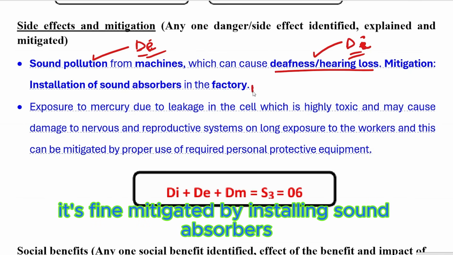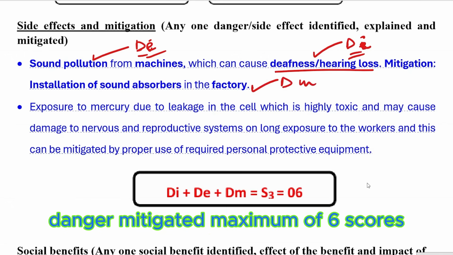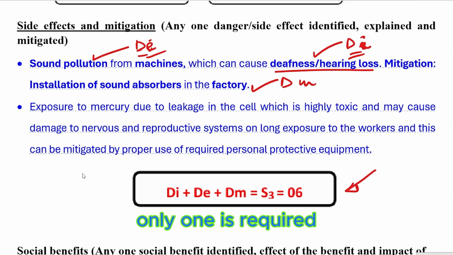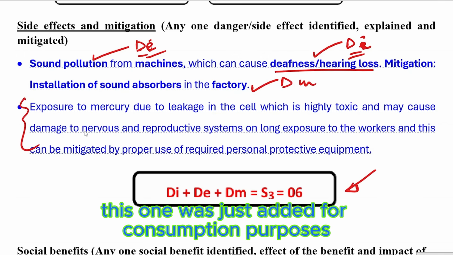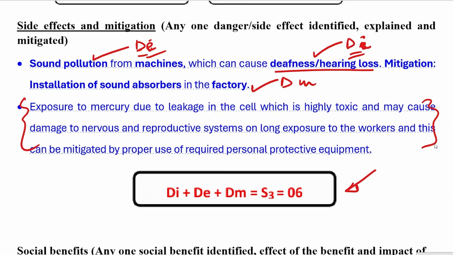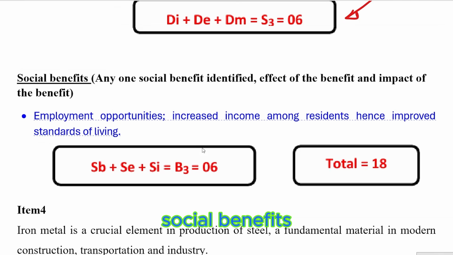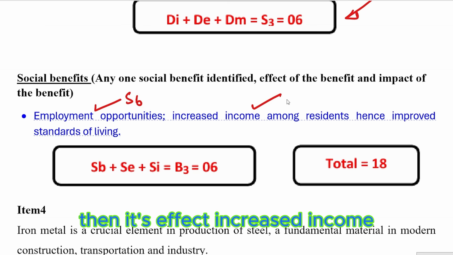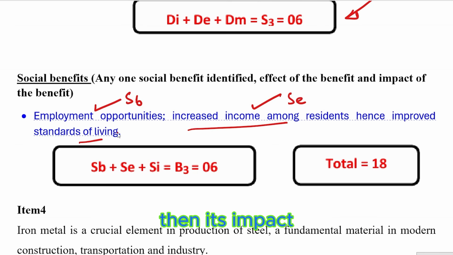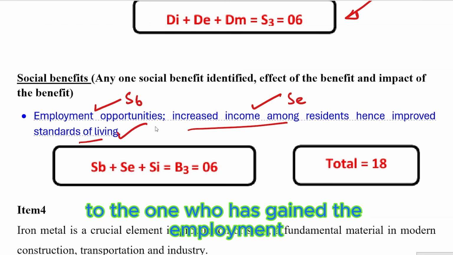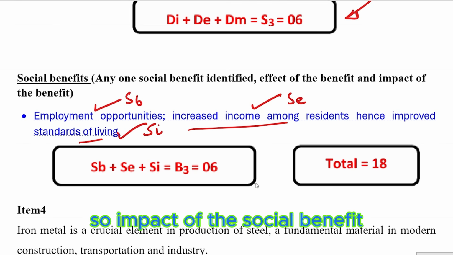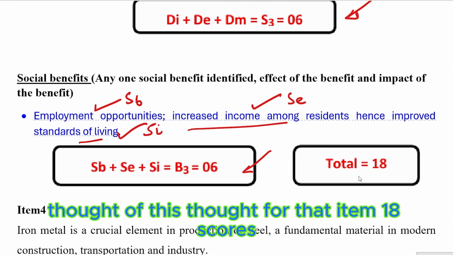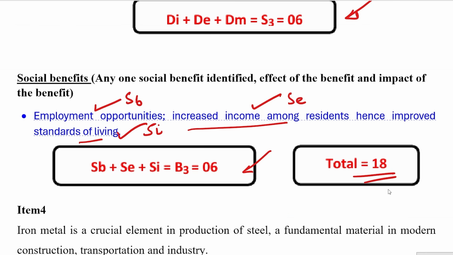Mitigated by installing sound absorbers. Danger mitigated, maximum of 6 scores. Only 1 is required. This one was just added for consumption purposes. Social benefits. Employment opportunities. So this is social benefit. Then its effect, increased income. Then its impact to the one who has gained the employment. So impact of the social benefit. Total of this, total for that item, 18 scores.